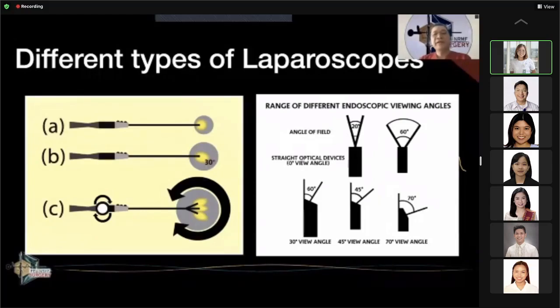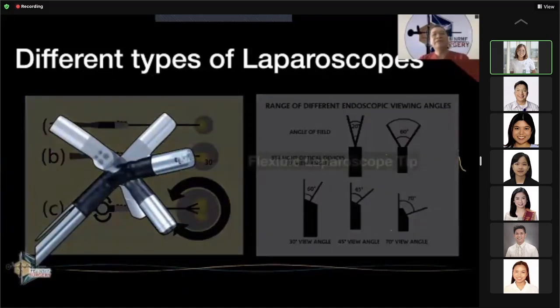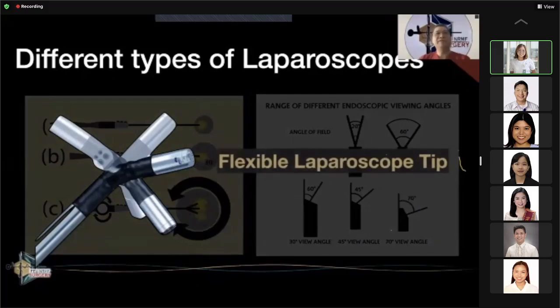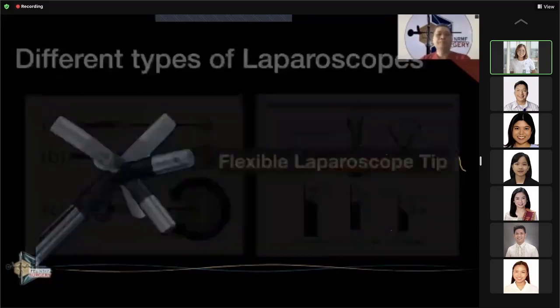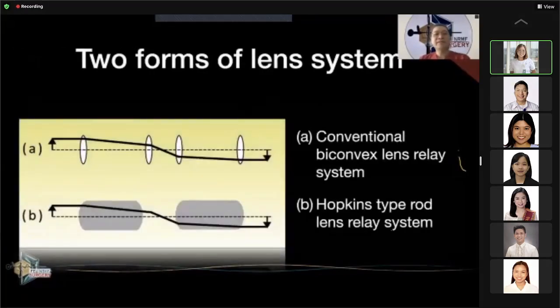The 30 degree or angled scope is very important because it sees a wider range of images. Unlike a 0 degree scope, where you can only see what is in front of you, with a 30 degree or angled scope you can see left and right, up and down, a wider field of view. And the best is a flexible scope, because you can see the entire abdomen more than with the 30-degree scope. So the rod lenses are very important because they will give you a better image compared to the biconvex lenses.